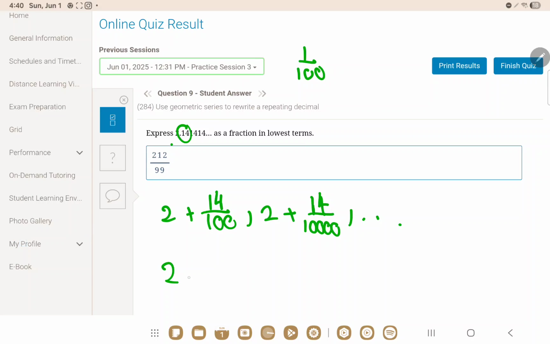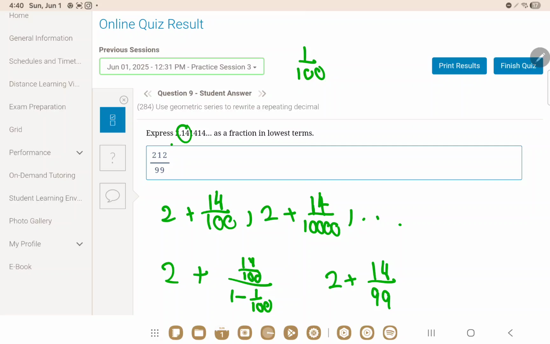So it's 2 plus 14 over 100 over 1 minus 1 over 100. Let me put it quickly in my calculator. 14 over 100 over 1 minus 1 over 100. You get 14 over 99. So it's 2 plus 14 over 99. Now what's 2?